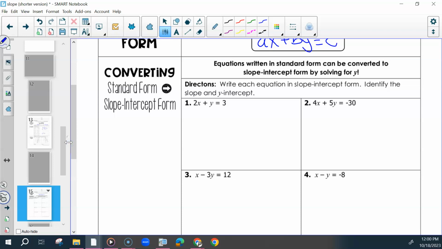So if we were to do that in number 1, what would be our first step? Y equals. So how could we get it to y equals? Minus 2x to the other side. Now, I'm going to do 2 things. I could leave it as is for now, but eventually you would have to change it because we want it in mx plus b. So you can either change it as soon as you write it, or you can change it afterwards. It does not matter.